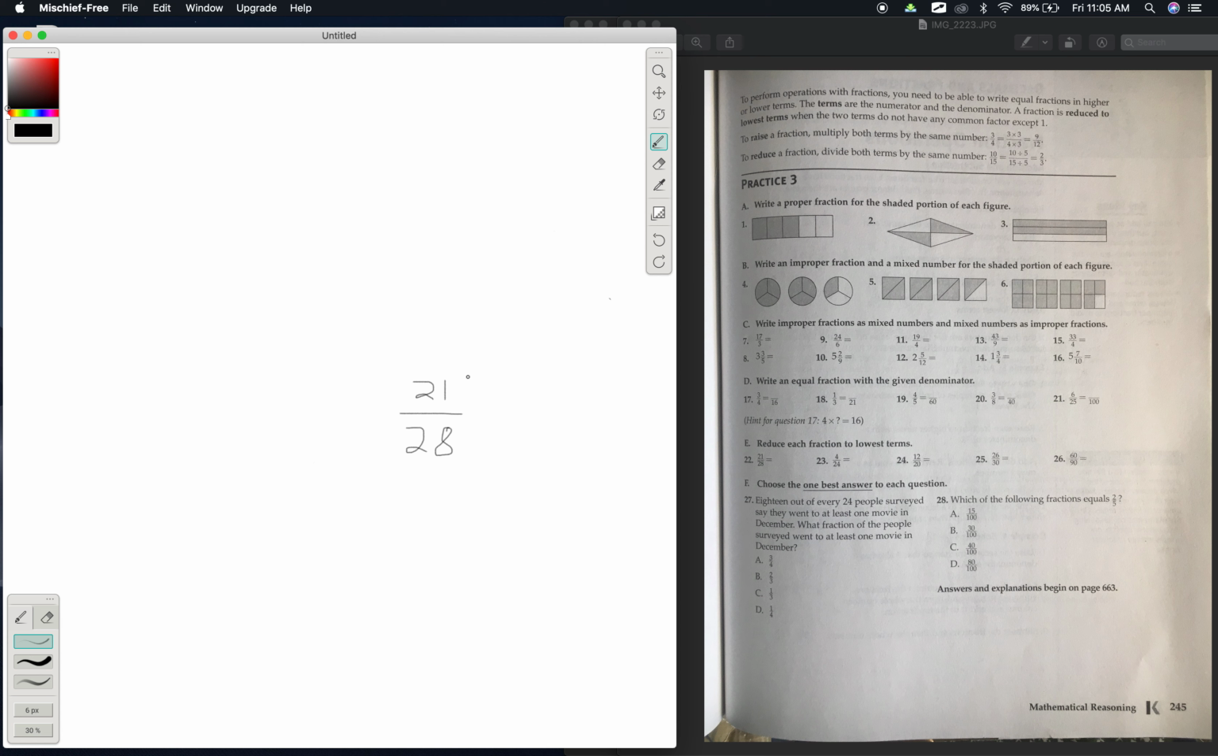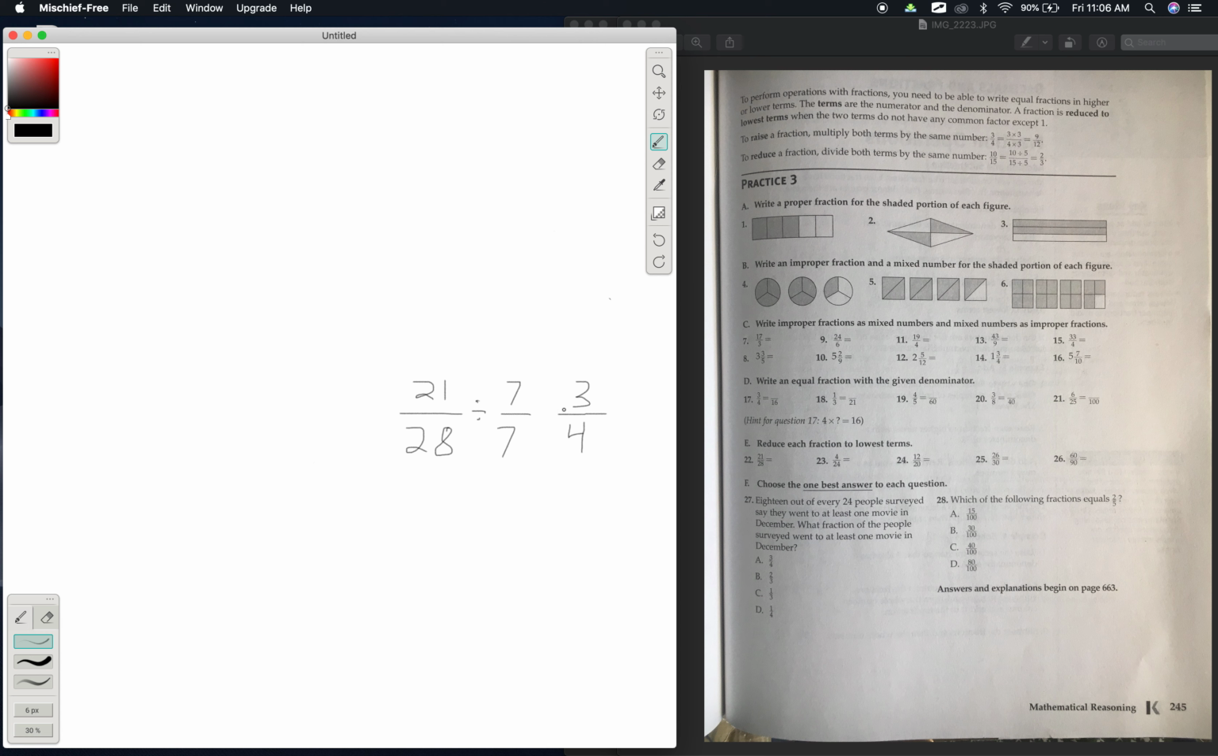We know that 7 goes into 21 3 times, okay? And we know that 7 goes into 28 as well. So let's just set this up all pretty like. Okay, there we have it. 7 goes into 21 3 times. 7 goes into 28 4 times. Okay, so 21 over 28 is equal to 3/4.